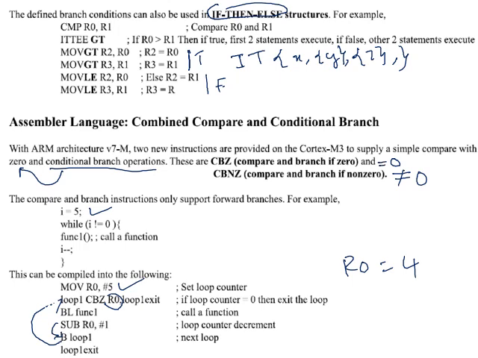Next, R0 is again subtracted. So it will jump to loop 1 again, correct? Like that, if you consider the things until it goes to 0, if it goes to 0, it will jump to loop exit. This is how it is executed.